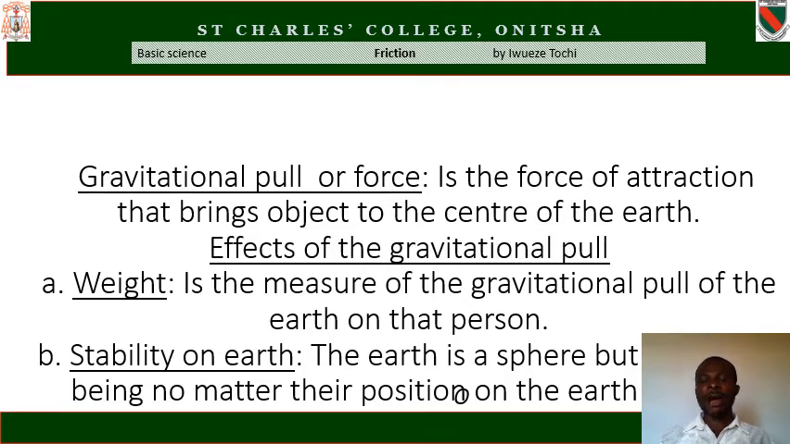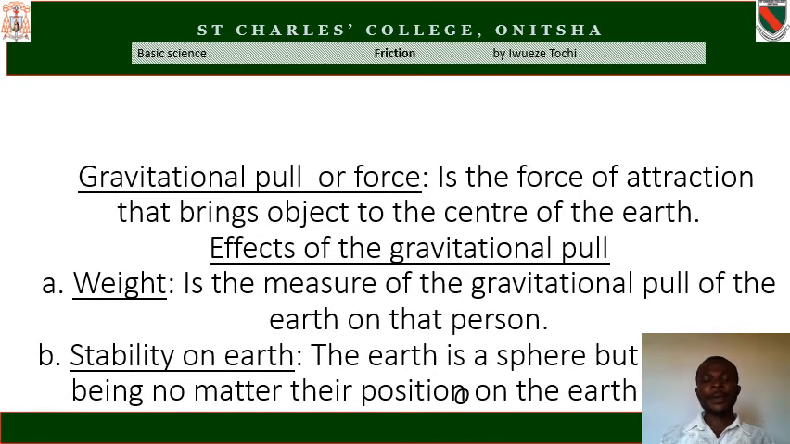Effects of gravitational pull. A. Weight. Weight is the measure of gravitational pull of the earth on that person or object. Now, when an object is lying horizontally on the ground, there is no gravitational force on that person. Gravity will only have effect on a person or an object when the person is standing vertically or the object is hanging in space. Then gravity will have effect on it. You then talk about weight.